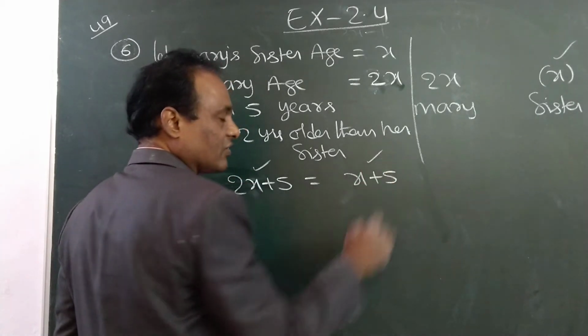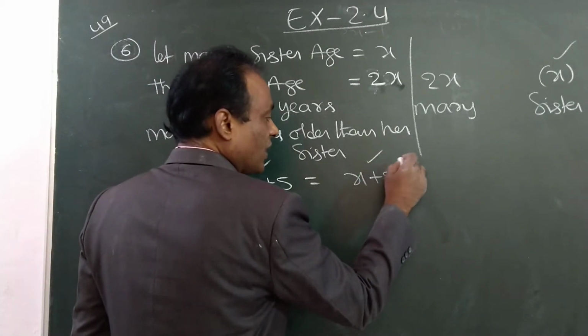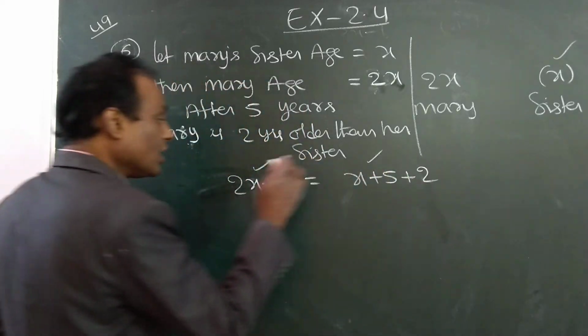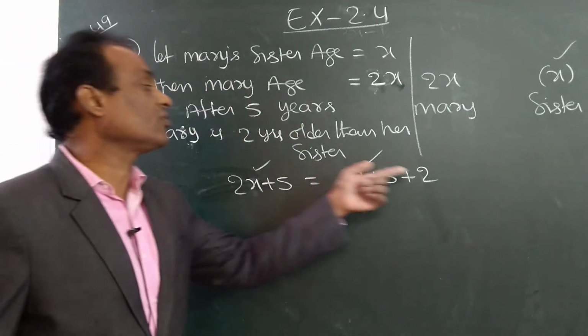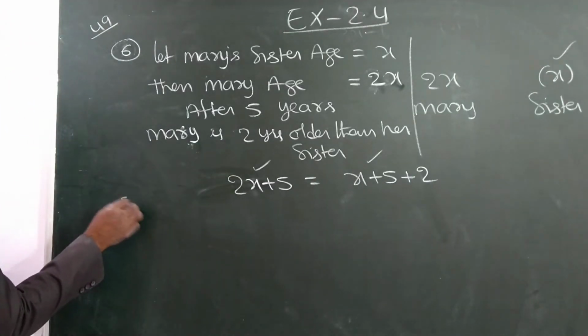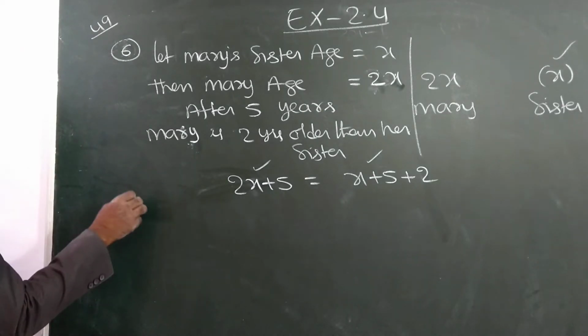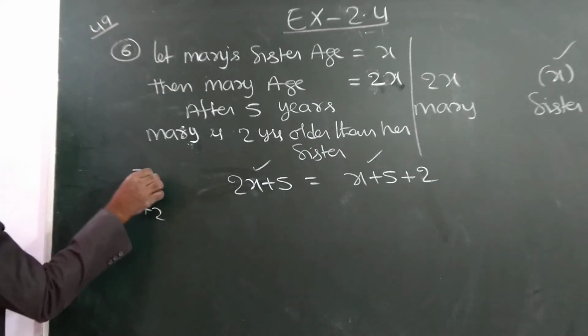Suppose this is the age of her sister. If her sister's age plus 2 will give Mary's age. Mary is 2 years more than her sister. Suppose sister's age is 5. Then what will Mary's age be? Plus 2. 2 years older.